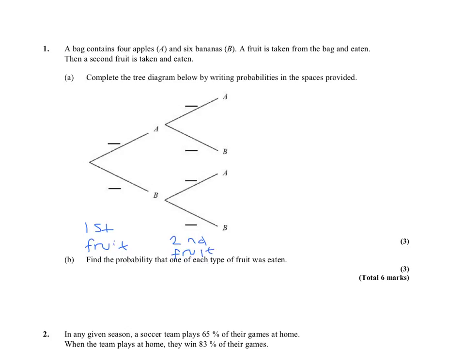So this first slot for A is the probability of pulling an apple on the first try. That would be 4 apples out of only 10 pieces of fruit. And the probability of pulling a banana is 6 bananas out of 10 pieces of fruit. One of the properties of our tree diagrams, if you'll remember, is that each of our branches that connect to one node should always total 1. Then we move on to our second fruit.